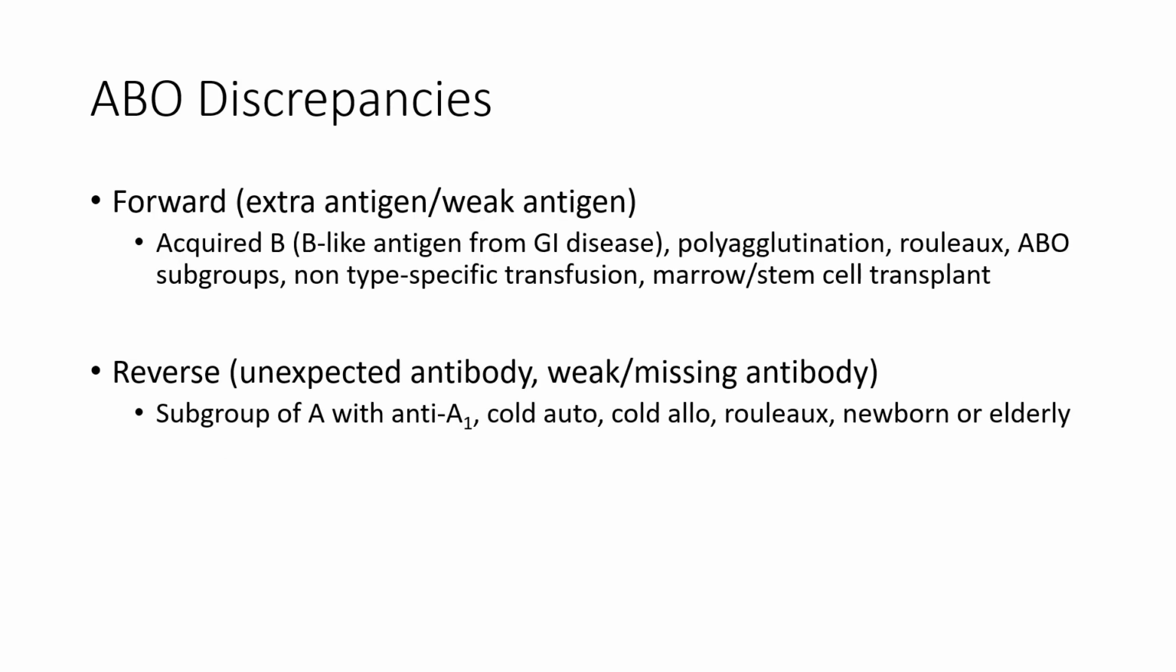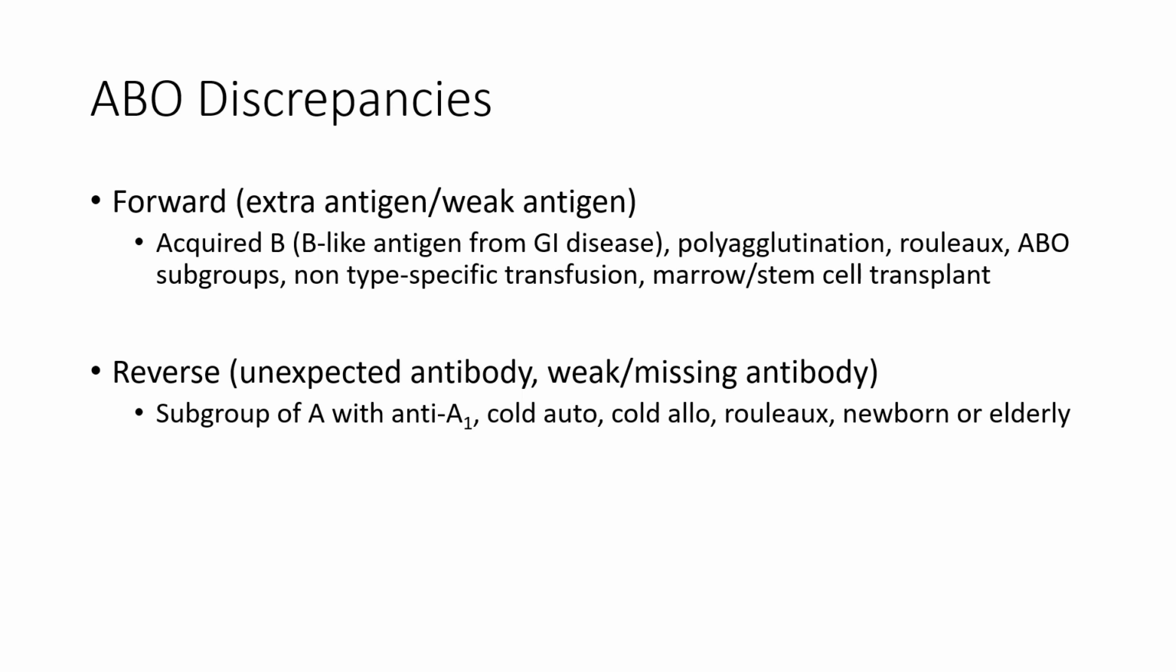We usually see ABO discrepancies in either reverse or forward typing or in both. In forward typing, we can see an extra antigen or a weak antigen, and examples of discrepancies found in forward typing are acquired B, where you have a B-like antigen that is caused from GI disease, polyagglutination, rouleau, ABO subgroups, non-type specific transfusion, marrow and stem cell transplant.